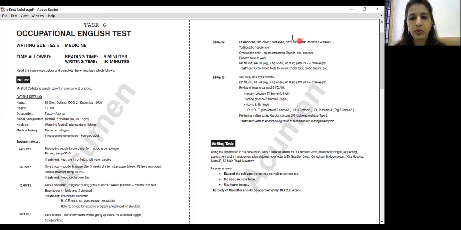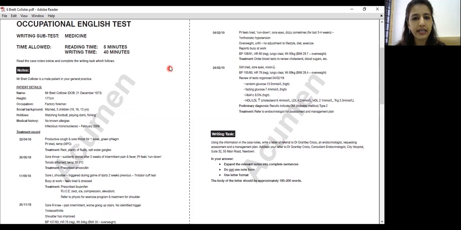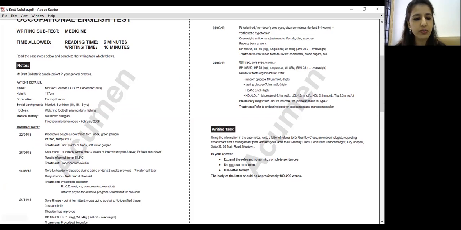So basically, these two visits are going to be the main point that I'm going to highlight. And then here we have some details which we can't completely exclude. So here we will have to learn how we would generalize these four visits, as well as the social background, the hobbies, the medical history, and the occupation that he has. And then I also would have to highlight this.